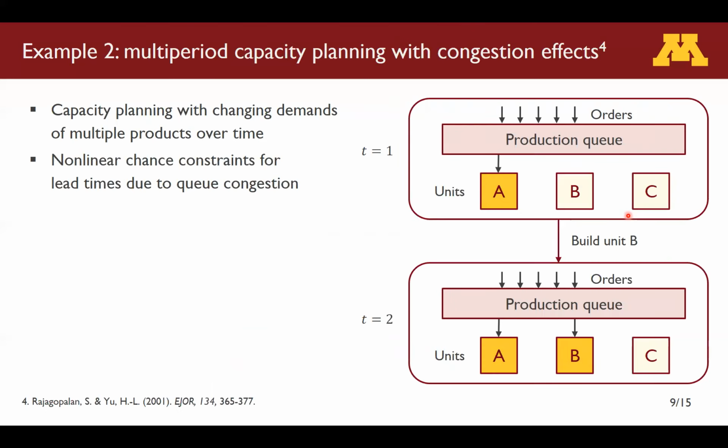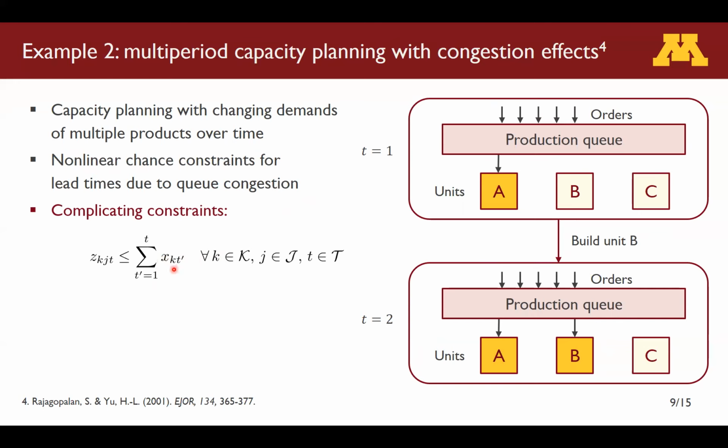In the second example, we consider a multi-period capacity planning problem, where the discrete decisions are which units to install in which time period. In this problem, we have orders that are processed in a production queue, and there's a chance of congestion. That is incorporated in the model by using chance constraints, which then lead to the nonlinearity in the model. Here we have these competing constraints.